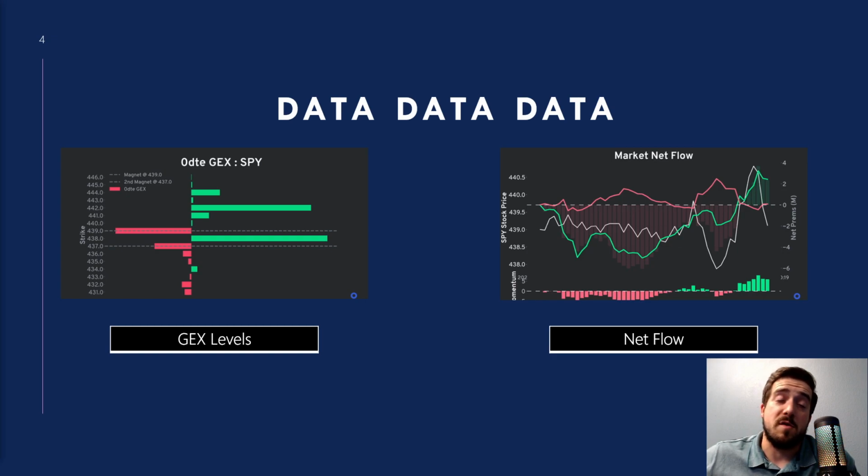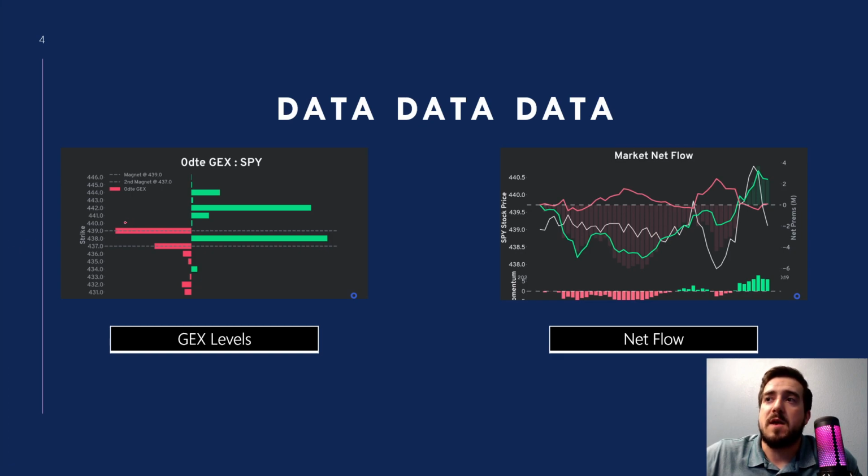But a general rule of thumb that we've been going off, or at least I've been going off, is if you see a big green level like this here, that is going to be more of a resistance level. So SPY or whatever it may be may go up to that level, but getting past it is going to be pretty difficult. Not impossible, of course, but pretty difficult. The bigger the green, the longer it's going to take to get past that level.